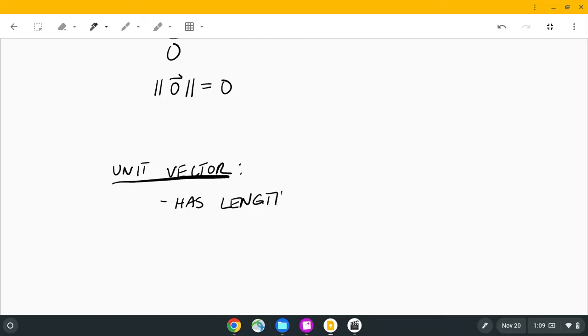Has length equal to 1. Okay, just like a unit circle has a radius of 1, a unit vector has a length of 1. And we'll talk more about unit vectors in the second part of this 2-part video, okay?